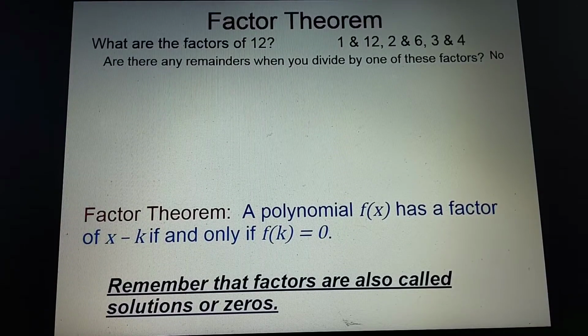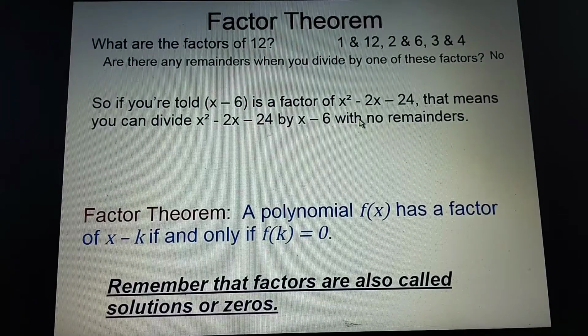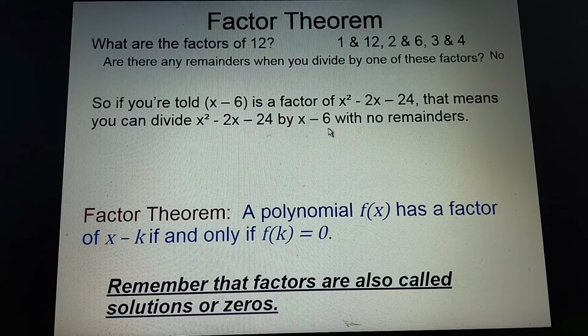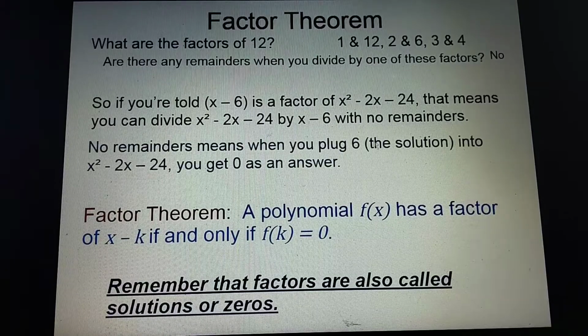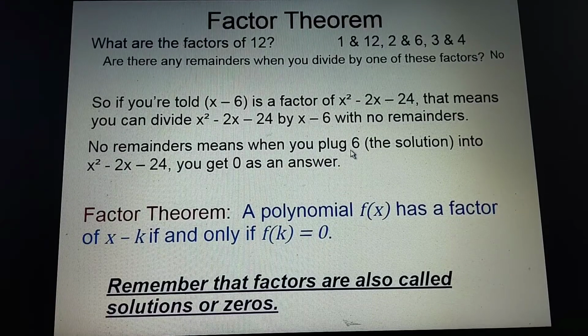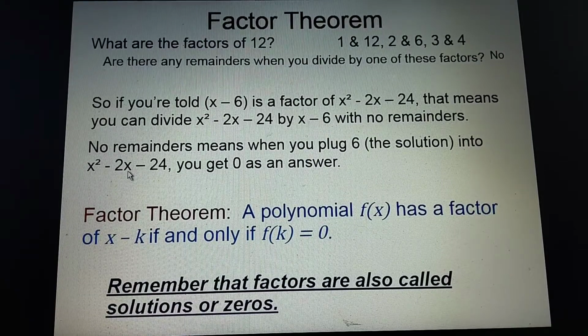If we're told that something is a factor of a polynomial, when you divide it, you will have no remainder. So let's say you're told x minus 6 is a factor of this polynomial. That means when I divide this polynomial by x minus 6, that very last column is going to be a 0. It also means that when I take the solution of x minus 6 equals 0, which is positive 6, and plug it into this polynomial where x is, it's going to equal 0.